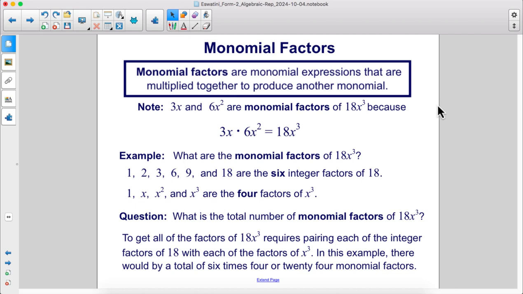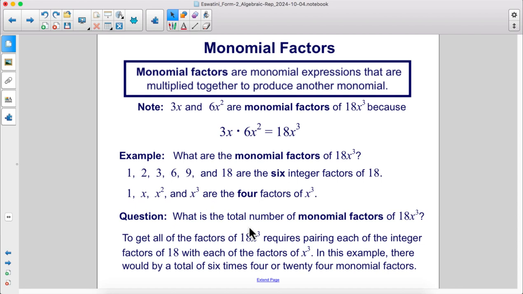Monomial factors are monomial expressions that are multiplied together to produce another monomial. So 3x and 6x squared are monomial factors of 18x cubed, because if you multiply them together, you get 18x cubed. What are the monomial factors of 18x cubed? Well, we have some integer factors, including 1, 2, 3, 6, 9, and 18, because those are the factors of the coefficient 18. And for x cubed, we have 1, x, x squared, and x cubed. Those are the 4 factors of x cubed.